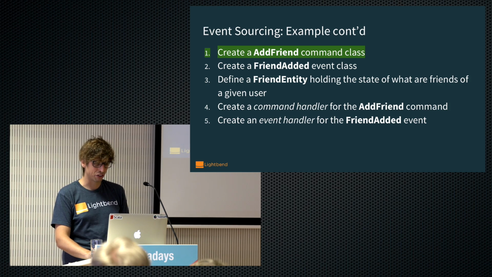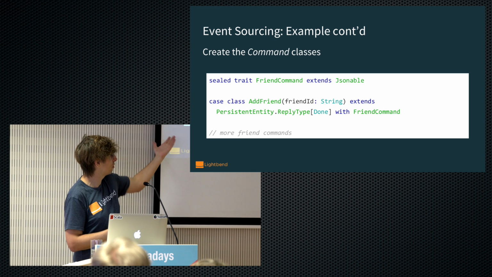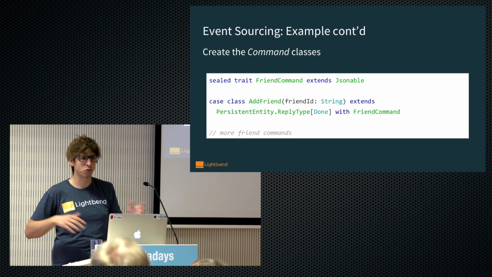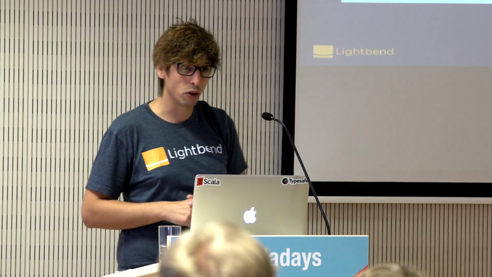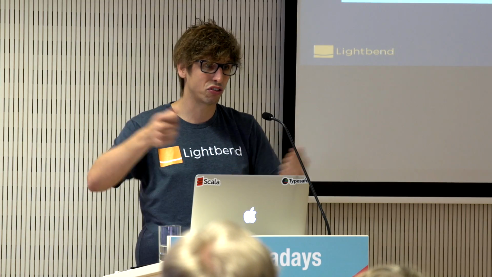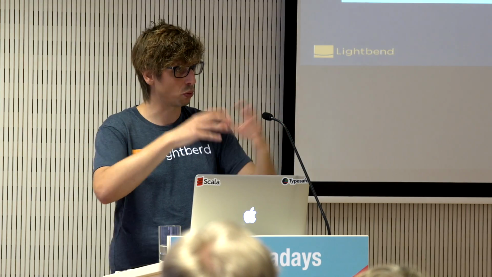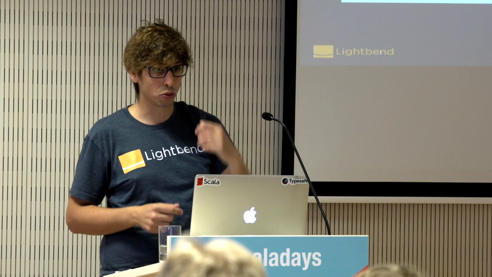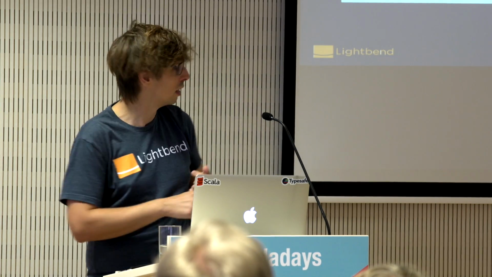So let's start with the first thing. Let's create a command class. Really easy. We just define a trait. It's sealed because we don't want anyone to extend it outside of our compilation unit. And it extends Jsonable because we want these commands to be sent possibly across the wire to entities that are not living in our node, because we are in this distributed environment. And so JSON is going to be the default serialization format for these messages as well.